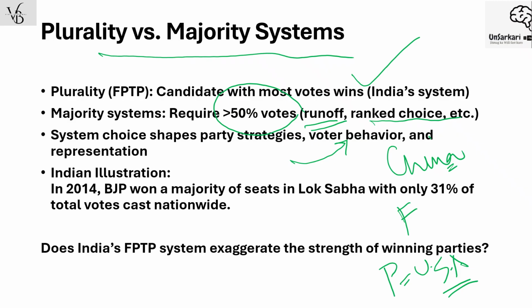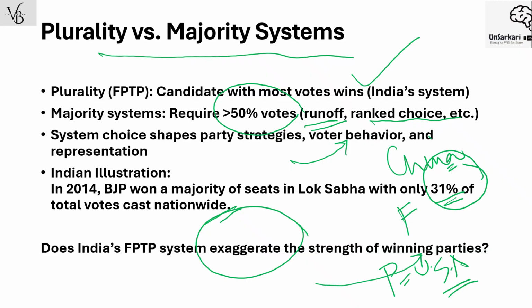BJP won a majority of seats in the 2014 Lok Sabha with only 30% of the total votes cast nationwide. Do you think of that? Still, it is such a big, dominant, and great party. So my question to you is, does India's FPTP system exaggerate the strength of winning parties? They are not so strong, but it is exaggerating because there are no other methods involved. It is not a foolproof and smart method. Do you think there is another method in your mind? Do think about it and write the answer.